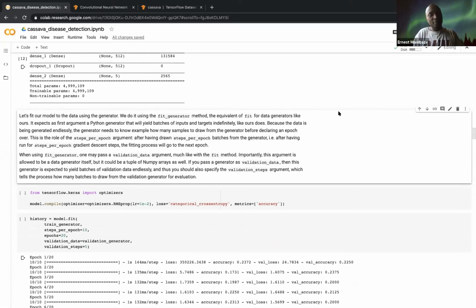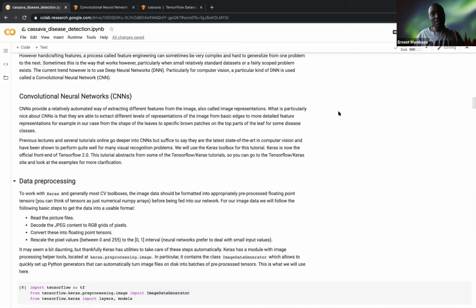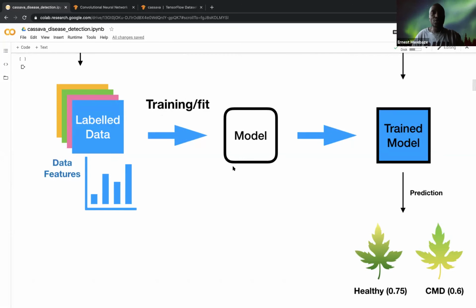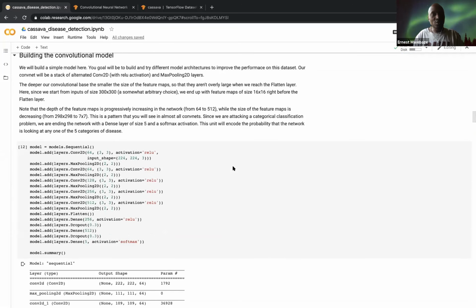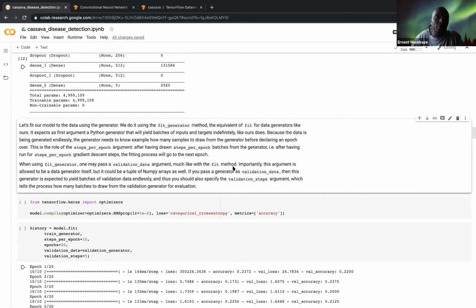Our model is a combination of different layers. And now we want to fit our data to it. If you look at this diagram here, we have our model, which we've built as a CNN: a bunch of layers that we think will filter our images and extract features. In order to get a trained model, we need to fit our data to this model that we've created. We can do this with the fit generator because we are generating images on the fly with this Keras image generator.